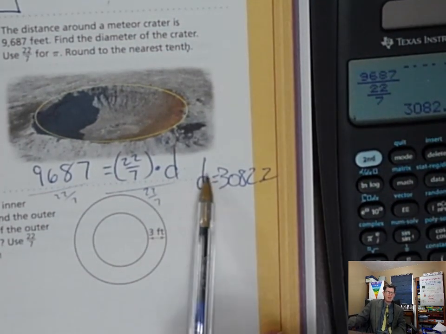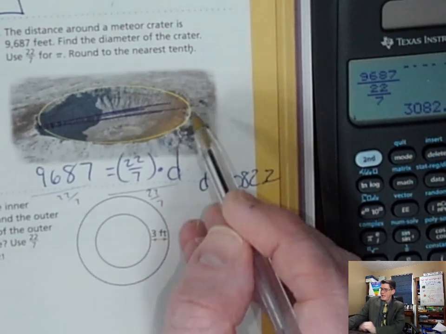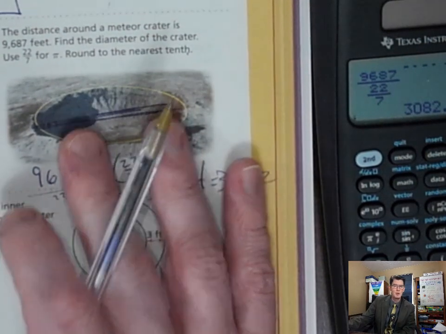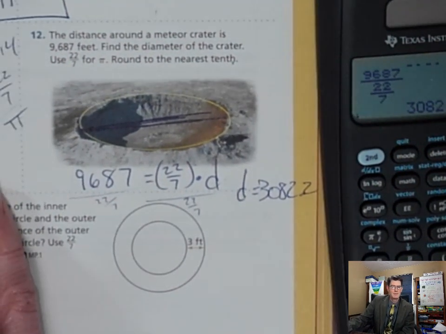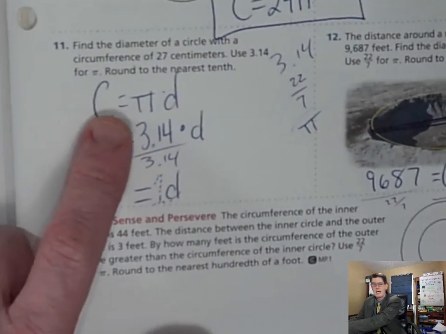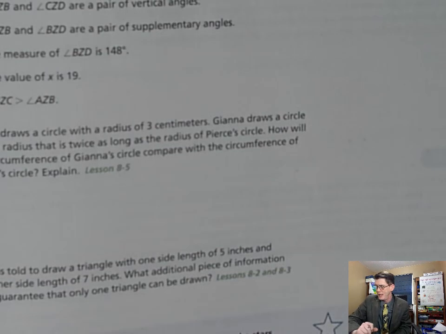And then you can ask yourself, does that make sense? This diameter, 3,000 across. If you times that by about 3, do you get about that? Yes, you do. So you know you did it right. Spend the rest of the time doing the rest of these, making sure you understand this backwards way of finding a diameter, 11 and 12. And check your answers with the answer key.